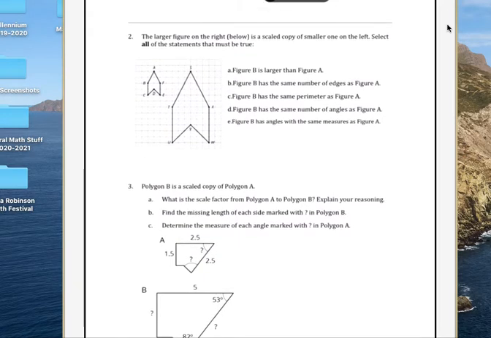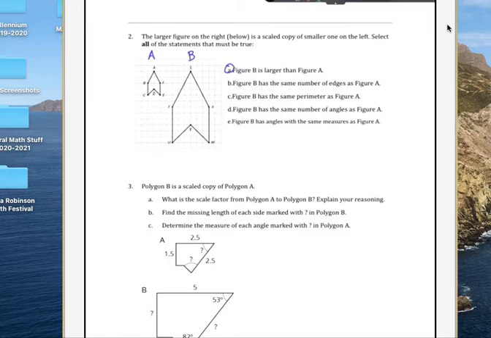So here, on number 2, we've got the larger figure on the right below is a scaled copy of the smaller one on the left. Select all the statements that must be true. And it talks about figure B and figure A. We'll just call the smaller one figure A and the bigger one figure B. It wasn't labeled, which is unfortunate. So figure B is larger than figure A. That is definitely true, so I'm going to circle that.